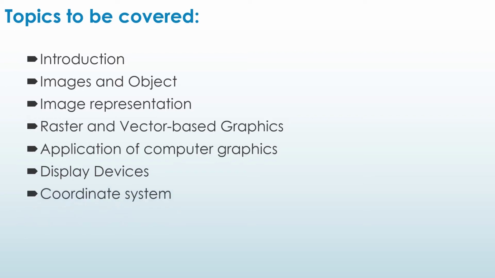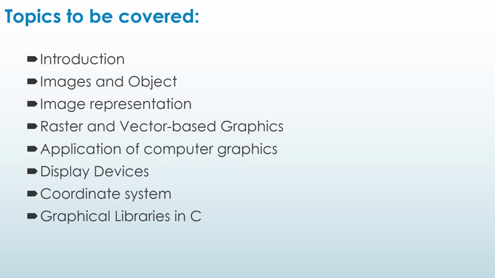Next, the coordinate system: how we are going to actually represent our graphics in our programs, and the small individual details we are going to learn in that. Next is graphic libraries in C programming. We are going to learn these things in this chapter 1. So these are the topics we are going to cover in chapter 1. One by one, let us go to the topics.